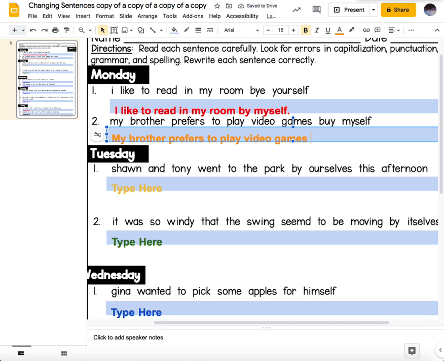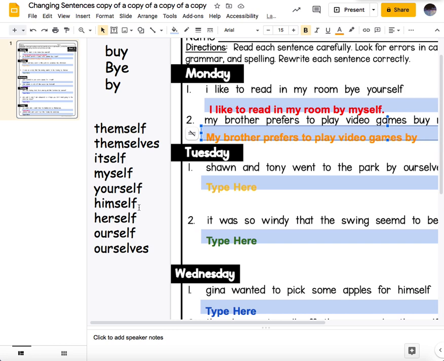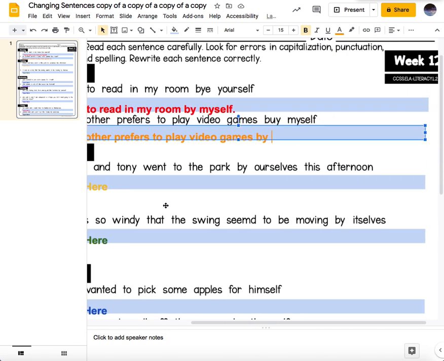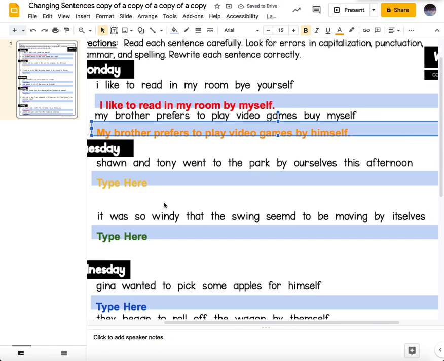"By myself." That's the type of "buy" when you buy something from the store, like you're buying fruit from the store. That's the wrong "by." We have to use this "by" again when it's talking about another person or yourself. So let's type that. And "by myself" is supposed to say "by himself" because they're talking about another person. So "by himself" and period. So that's perfect.